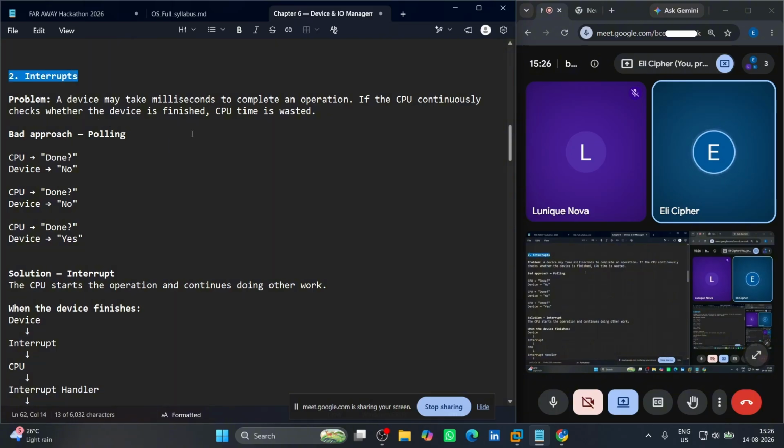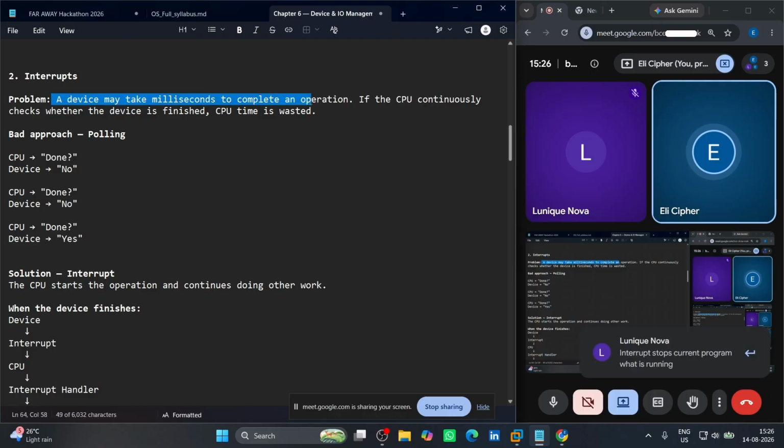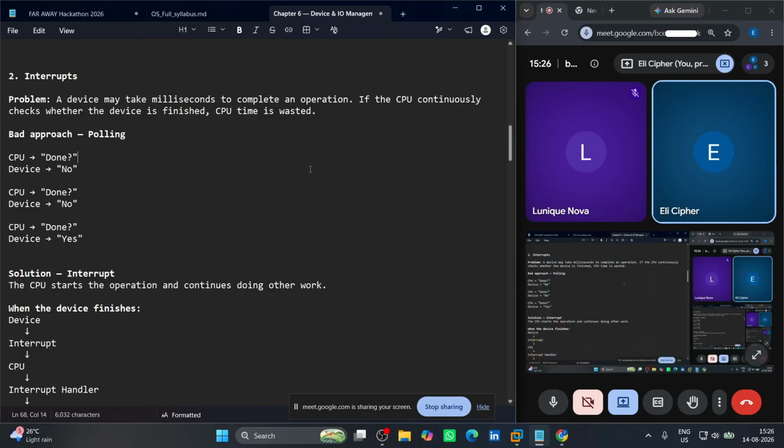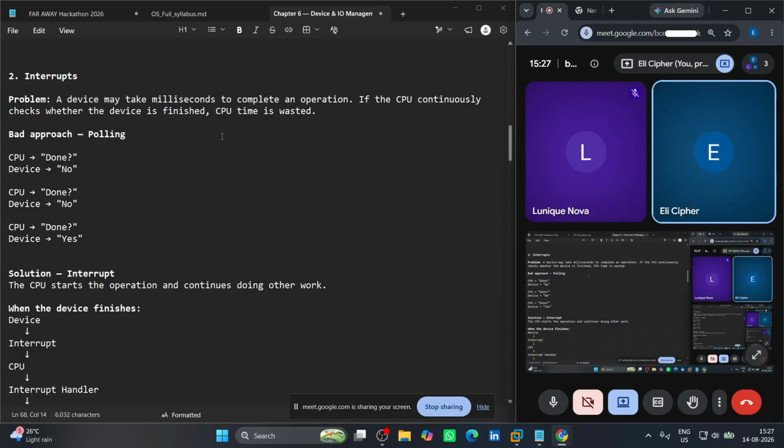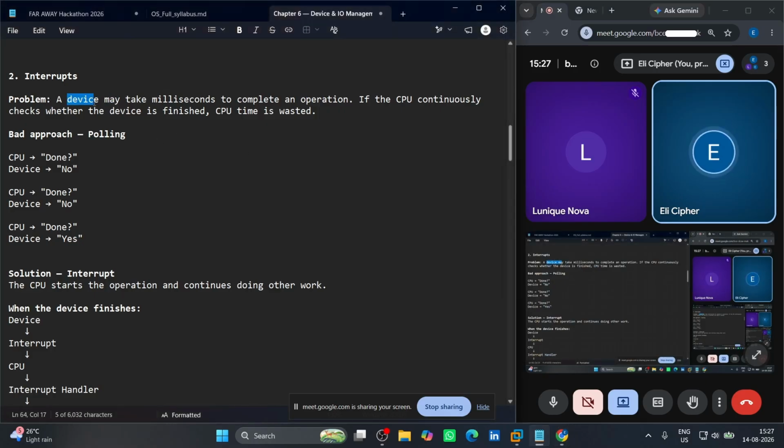Okay, so interrupts. A device may take milliseconds to complete, and the question is whether to stop the current running program. It doesn't stop, it just interrupts the process, to let the CPU know that there is something outside which is waiting for it, whenever any device gives a signal.